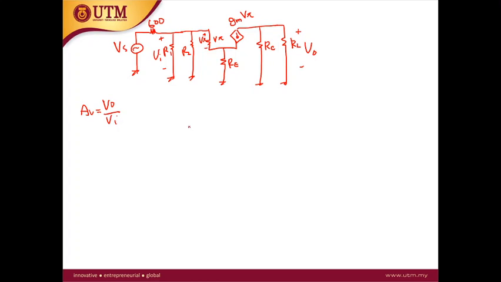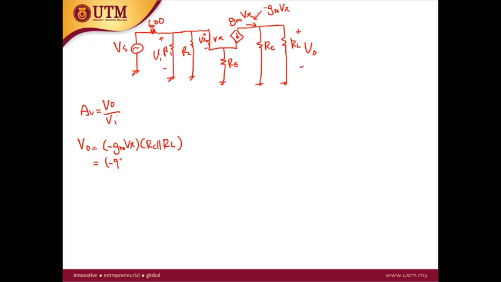So here is the calculation of V out. How can you calculate the V out? To calculate the AV, you need to derive the V out and V in equation. So V out is, with this current direction, the current value across this RC and RL network is minus GMV pi. So V out is minus GMV pi times the combination of RC and RL, so RC parallel with RL.